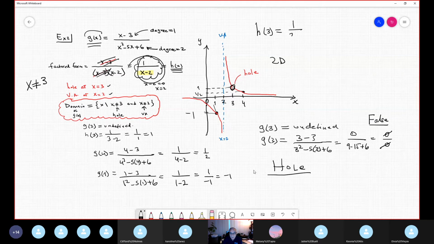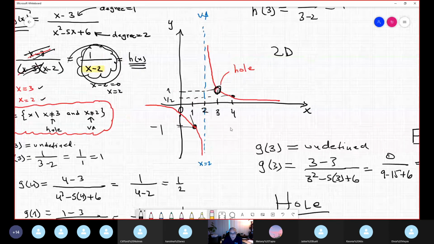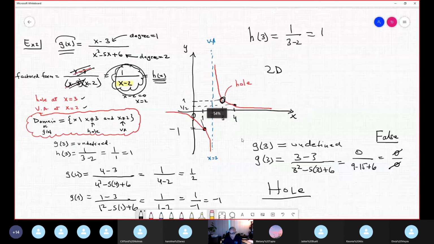The answer is 1 over 3 minus 2, which is 1. Okay, entonces now I know that my curve is continuous. However, in the whole, we have discontinuous. Do you understand what is the difference between G and H?